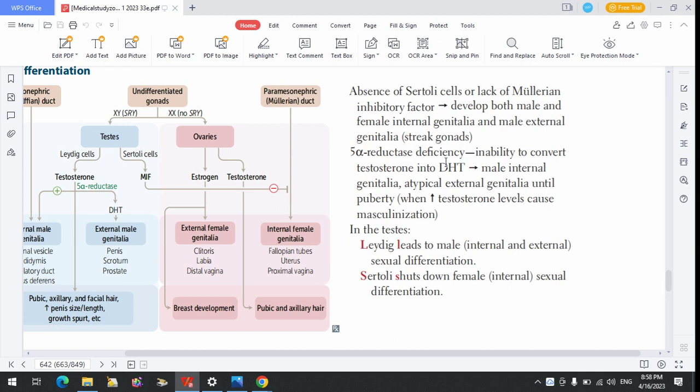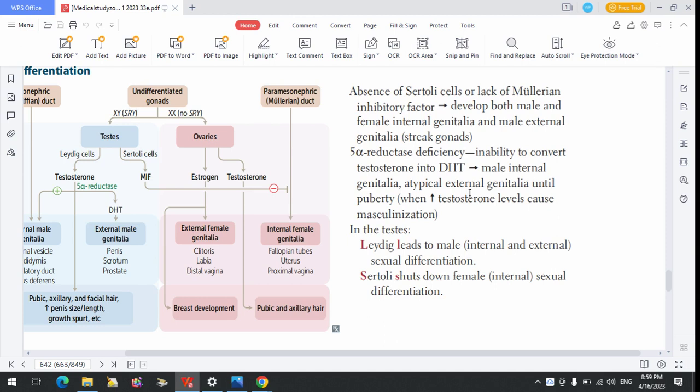So that's why this person will actually have a normal male internal genitalia, because male internal genitalia is under the influence of testosterone, not DHT. I hope you guys remember, testosterone stimulates the mesonephric duct, so it will go toward the normal male internal structures. But it is the external genitalia that will be atypical until puberty, when DHT takes over.